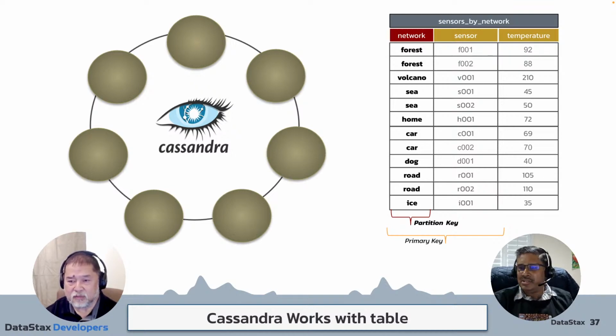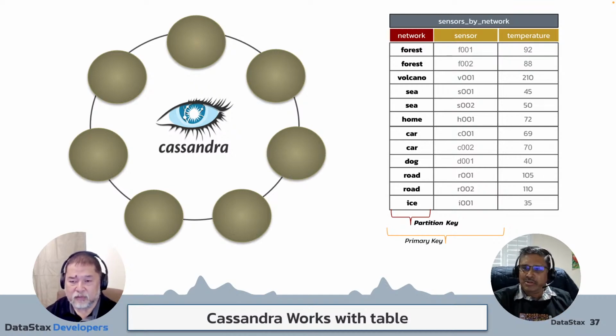What we don't see on this diagram is the timestamp, and just imagine there is a timestamp column. But what you see here is, at a given time, from sensor F001, what is the temperature captured under forest, right? So the forest is the partition key, and most likely sensor will be our clustering column, which is not displayed on the screen here.